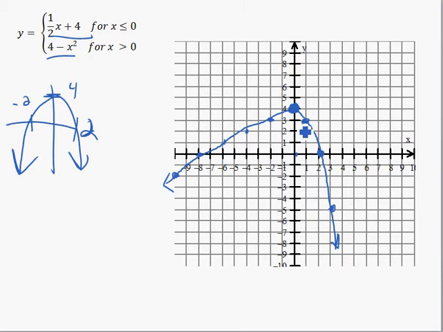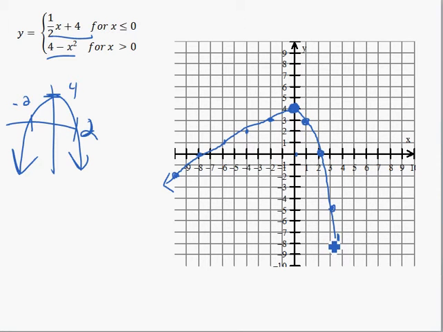Even though it's in pieces, it's still continuous because the pieces meet each other. So the top function, 1 half x plus 4, stops when x is 0 and y is 4. This function starts when x is 0 and y is 4 and keeps on going. It's kind of like a relay race. This one's running, running, running, it meets up with this guy, hands in the baton, and this guy keeps going.